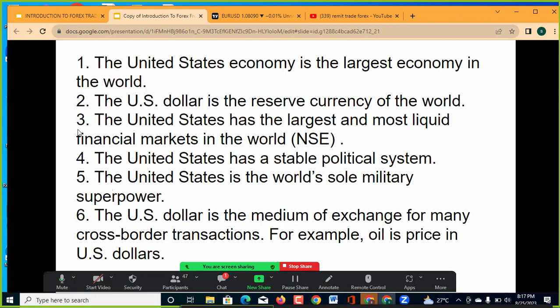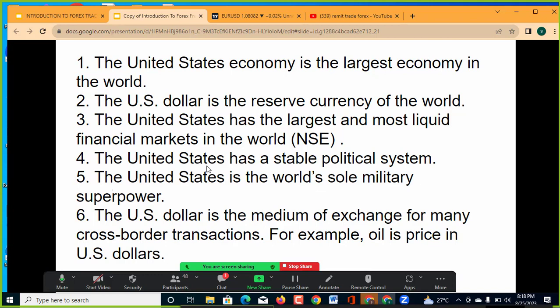And the third one is that the US dollar has the largest and most liquid market, which I talked about, the New York Stock Exchange. That is what this NYSE means, New York Stock Exchange. They have the largest financial markets in the world. These are the things that make the US dollar the most liquid currency and give it the kingship in the forex market. The fourth is that the United States has one of the most stable political systems in the world.